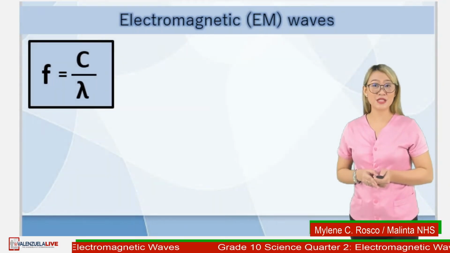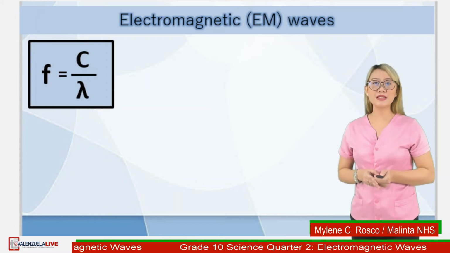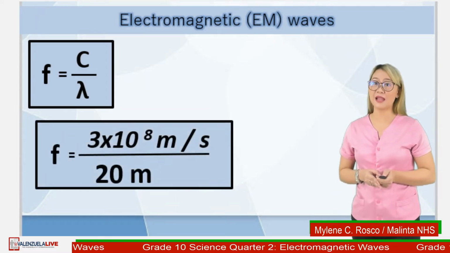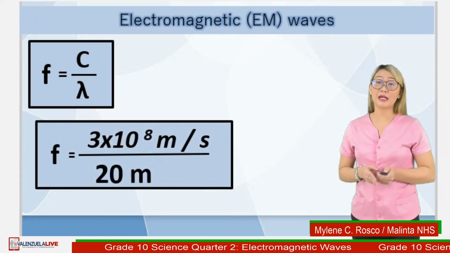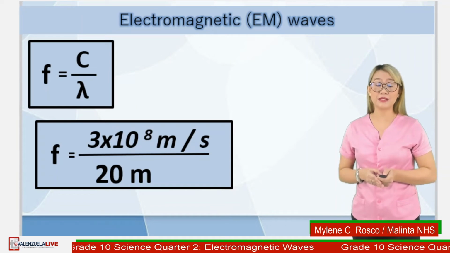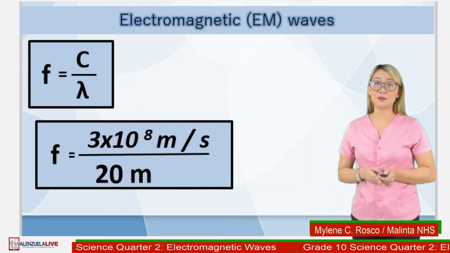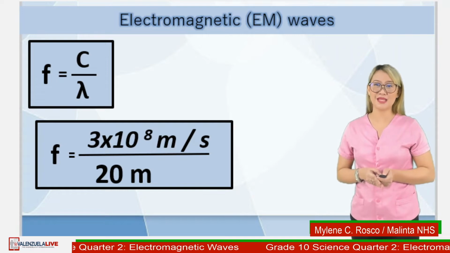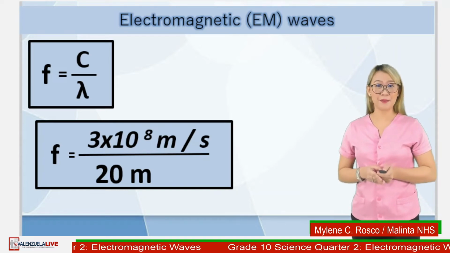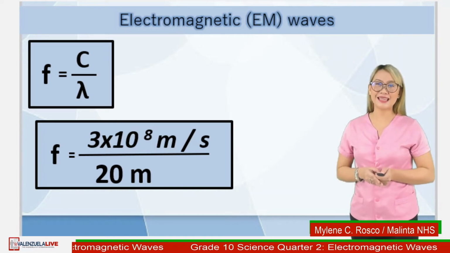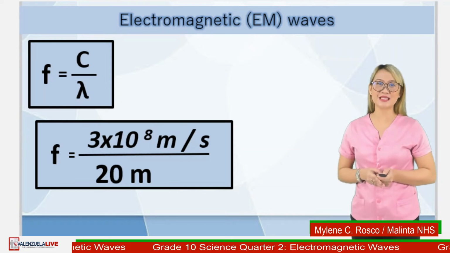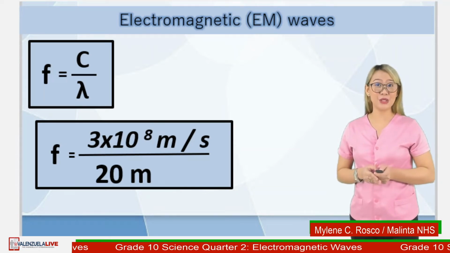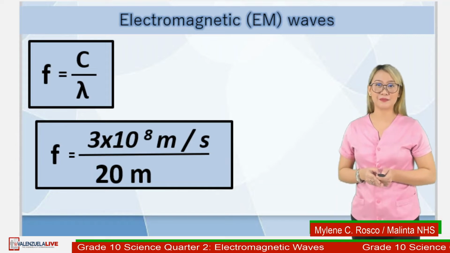Now let us substitute the given. Frequency is equal to the speed of light, 3 times 10 raised to the power of 8 meters per second, divided by the wavelength, 20 meters. Can you perform the operation? Key in the correct answer on the comment section. I'll be giving you 30 seconds to compute.